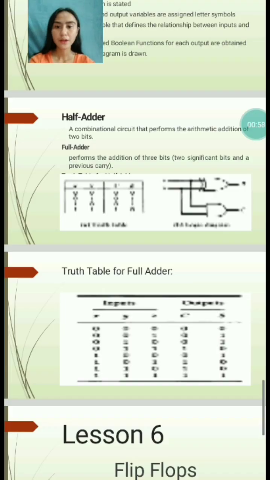Half adder is a combinational circuit that performs the arithmetic addition of 2 bits. Full adder performs the addition of 3 bits, 2 significant bits and a previous carry. And this is the truth table of the adder.